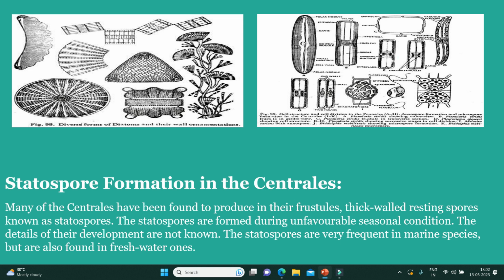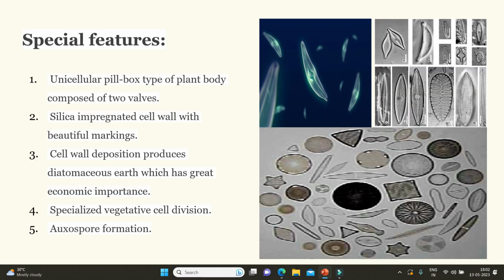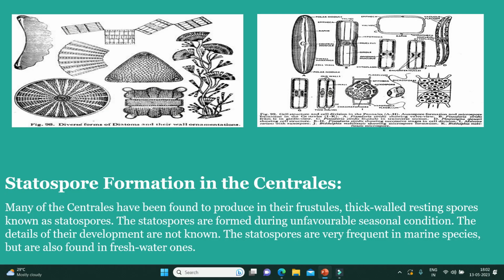Then you can see some Bacillariophyceae pictures, and let us see statospore formation in the centrics.